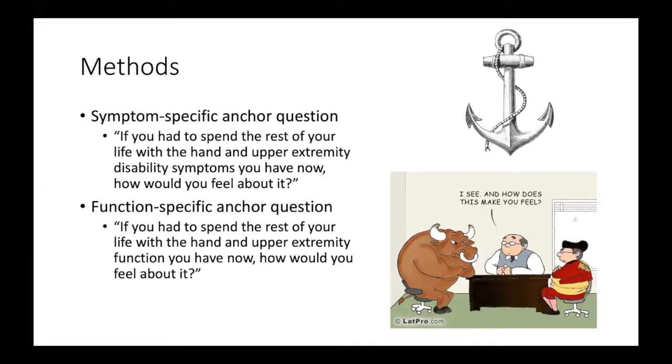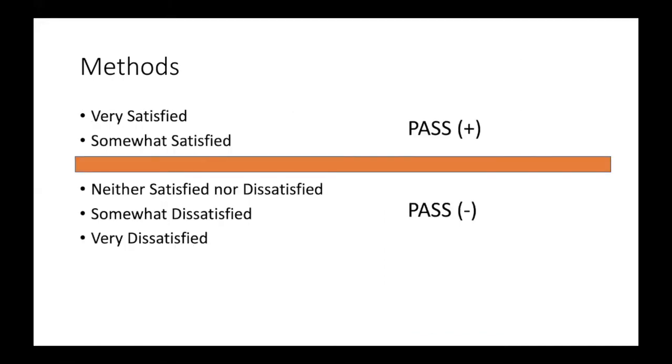The symptom-specific anchor asked, if you had to spend the rest of your life with the hand and upper extremity disability symptoms you have now, how would you feel about it? The function-specific anchor asked, if you had to spend the rest of your life with the hand and upper extremity function you have now, how would you feel about it? Responses to both anchor questions were scored on a 5-point Likert scale.